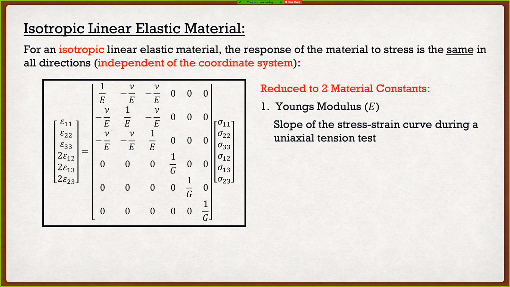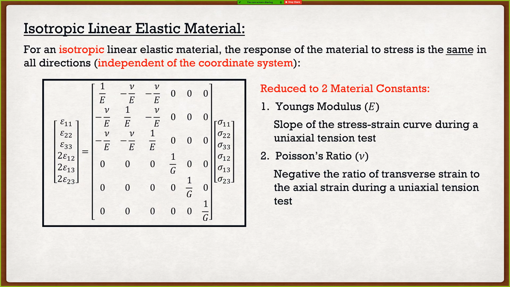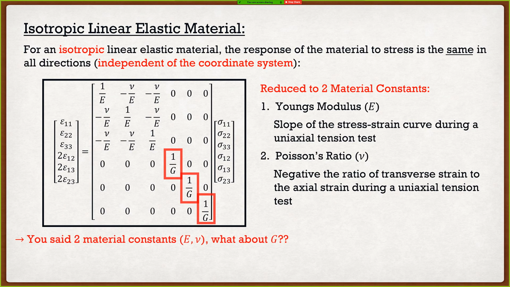First one is the Young's modulus, which of course, in this case, is going to be the slope of the stress strain curve during a uniaxial tension test. And then our second one is the Poisson's ratio nu, which is negative the ratio of the transverse strain to uniaxial strain during a uniaxial tension test. Nice and easy. Now, you guys looking at this, and I say, well, I see nu, I see E, but I also see G. So you guys may be saying, Clayton, you just said we reduced it to two coefficients, but we have a third one, G.